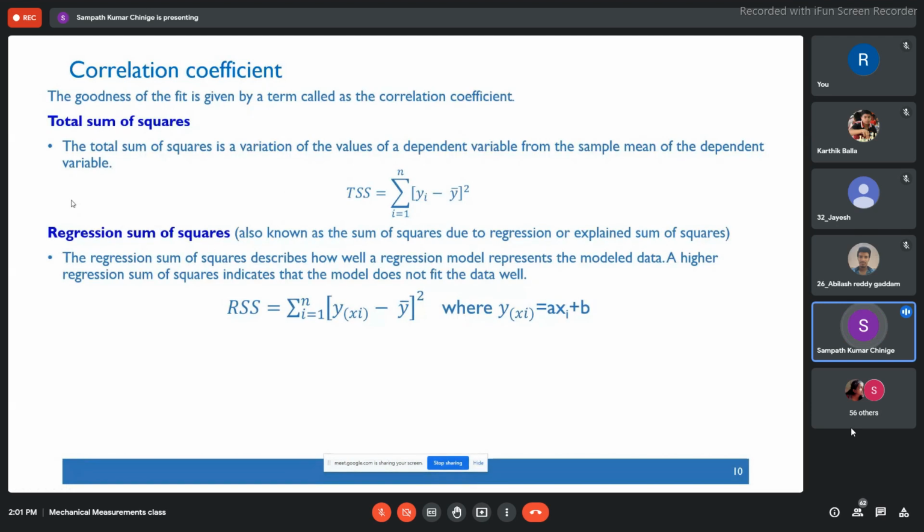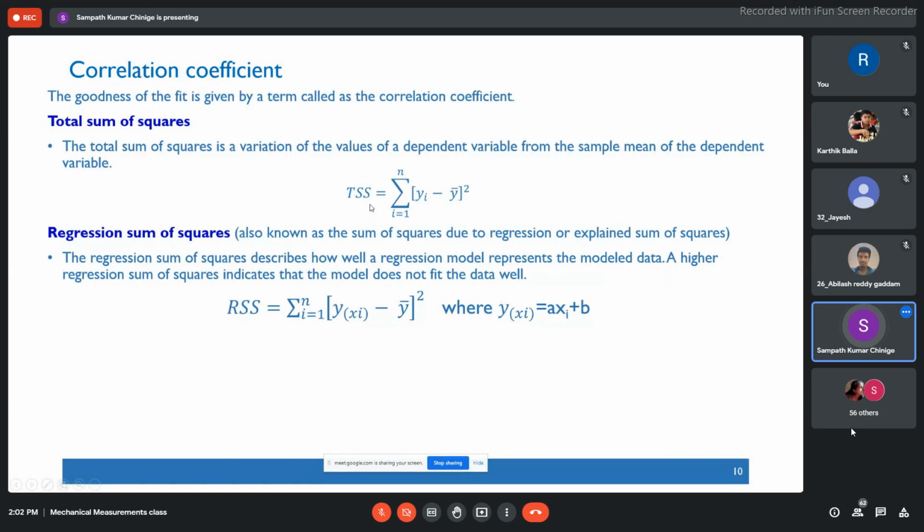For that, we will use the total sum of squares. The total sum of squares is the variation of the values of the dependent variable from the sample mean of the dependent variable. So that is basically your total sum of squares, correct? So yi is the individual value from the expression, minus y bar, which is the mean of these values. The summation of these squares, we call it the total sum of squares.